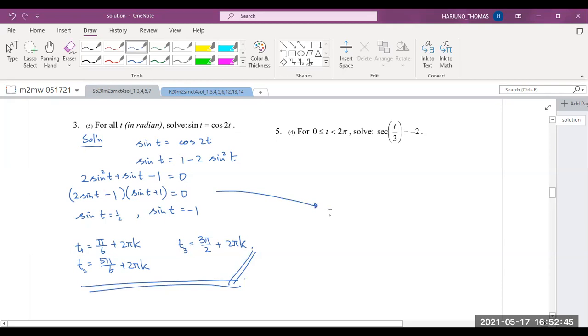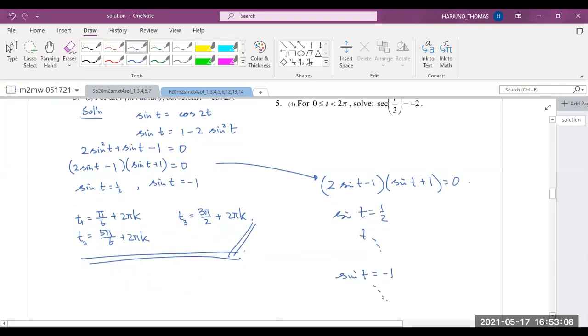Like, so we have 2 sine t minus 1 times sine t plus 1 equals 0. And then they work on sine t equals 1/2 first. And t equals what? And then later on they write sine t equals -1, and then they solve it. No, this is actually not a correct way to write. If you really want to write it this way, then you put, okay, this is the first branch, this is the second branch.